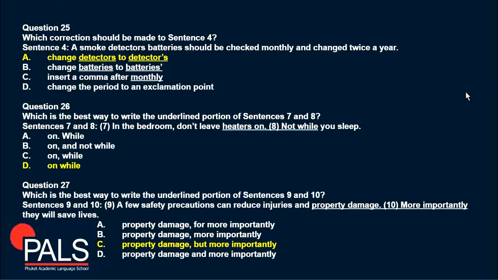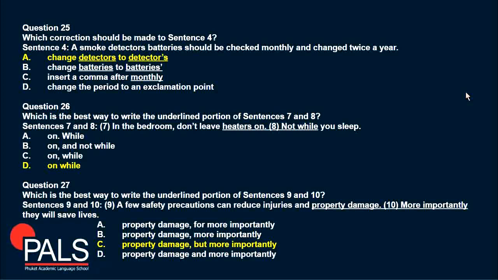Okay, let's proceed. Now in question number 25, the correct answer is A, because the word detector's, with an apostrophe S, is a possessive noun, showing that the batteries belong to the item. All right, so the detector's batteries. So we need a possessive noun here. All right, so letter A is the best option.